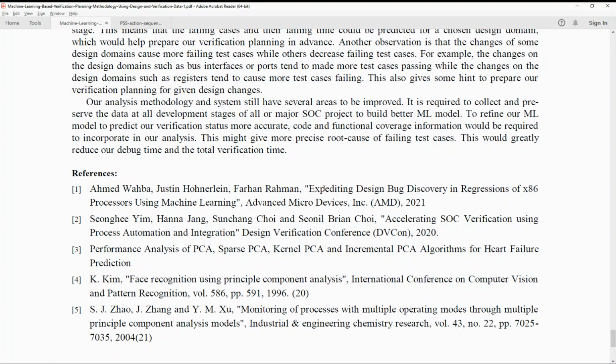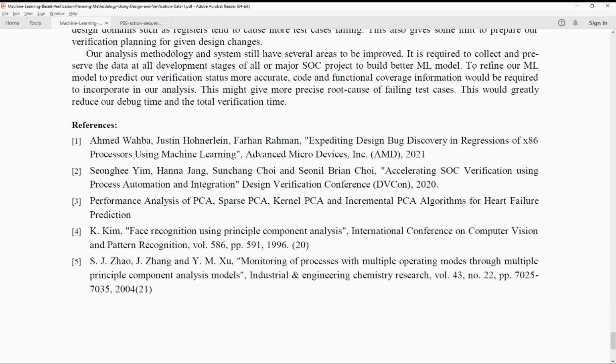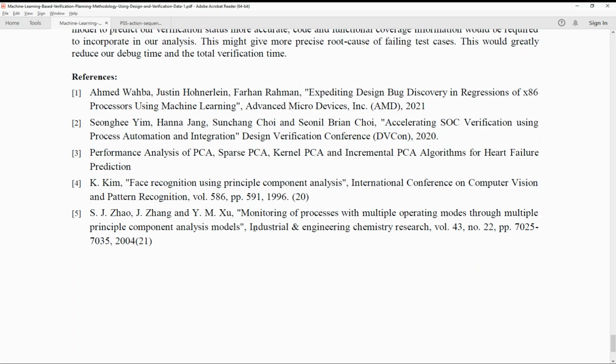Reference: Expediting the design bug discovery regulation of x86 processors using machine learning, AMD, 2021. And accelerating SSL verification using process automation integration, DVCon 2020. Performance analysis of PCA, sparse PCA, kernel PCA, and incremental PCA algorithm for heart failure prediction. Face recognition using principal component analysis, International Conference on Computer Vision and Pattern Recognition, 1996. The monitoring of processes of multiple operating modes through multiple principal component analysis models, Industrial and Engineering Chemistry Research, 2004.